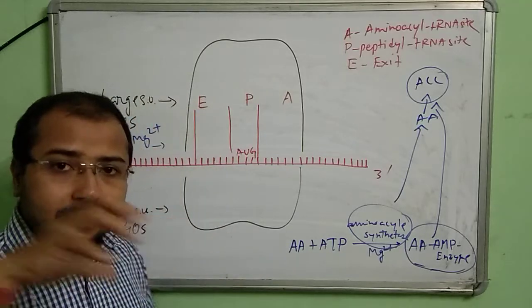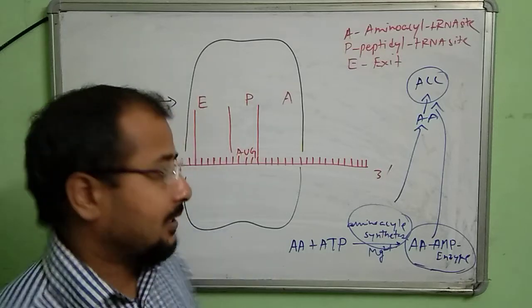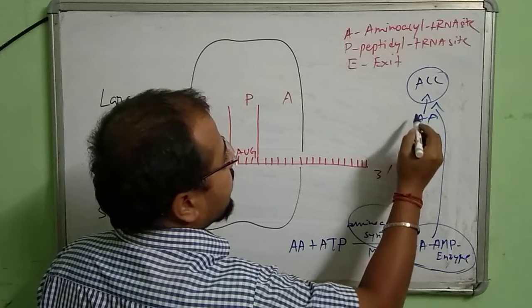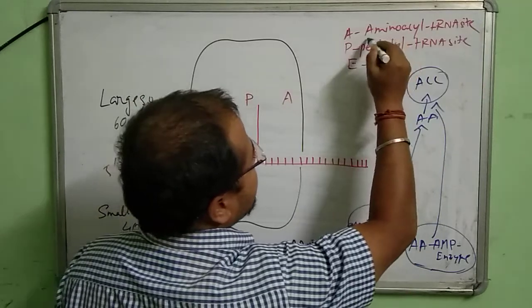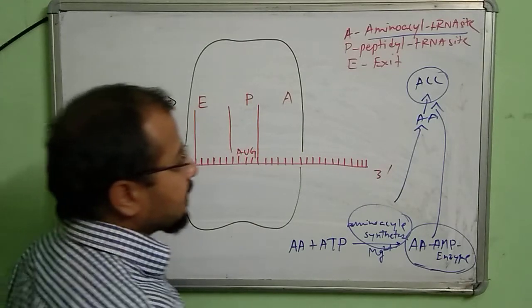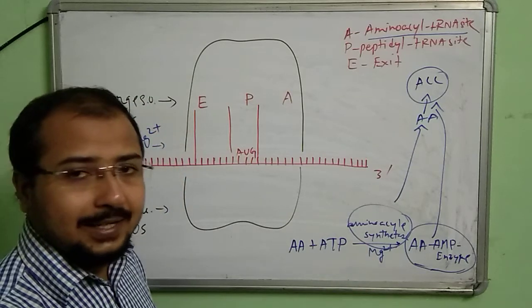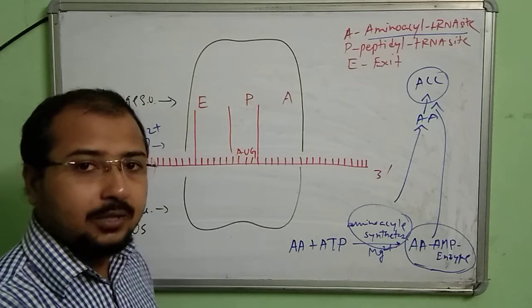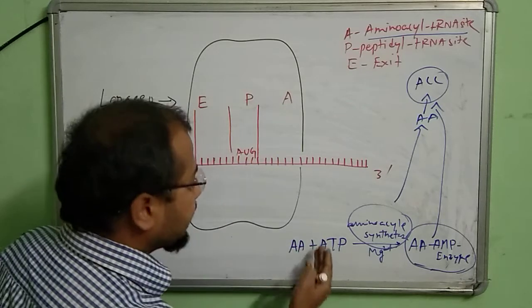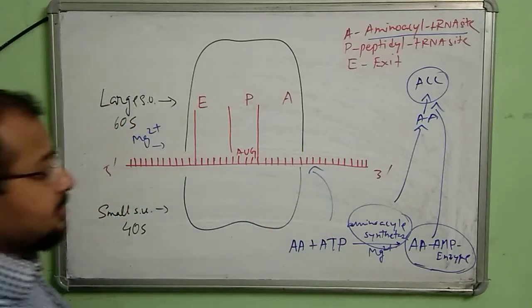Now, once this substance binds with it, we can use the term amino acid tRNA. This is the term we can use: amino acid tRNA. Now this amino acid tRNA, the tRNA carrying the entire substance, along with the mRNA, is going to enter inside the ribosome through this direction. This is the entry point.